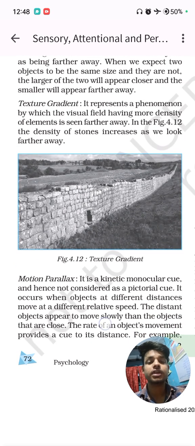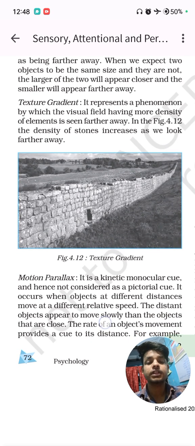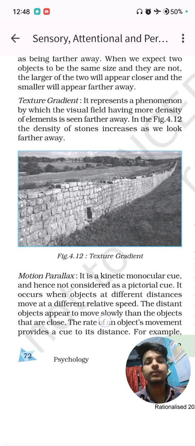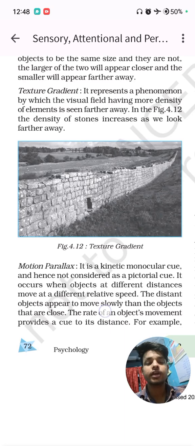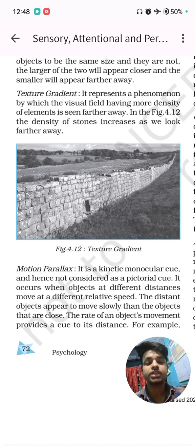Texture gradient: it represents the phenomenon by which the visual field shows more density of elements the further away it is seen. As pointed out in Figure 4.12, the density of the stones increases as we look further away.